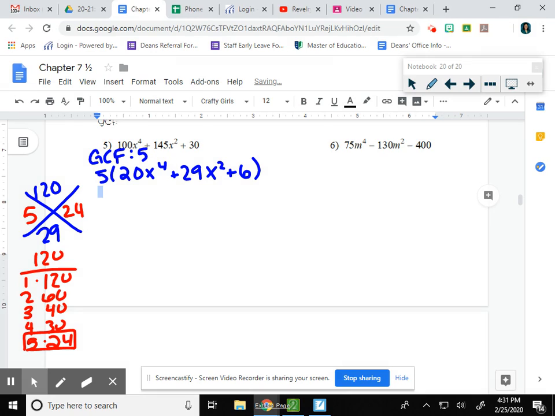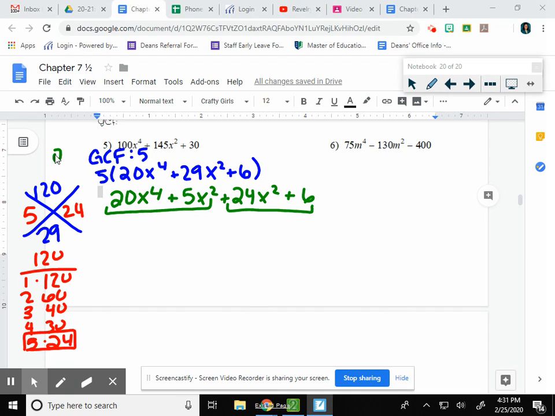So I have 20x to the 4th, I plug in the 5x squared, I plug in the 24x squared and 6. So now I group. I say what divides 20x to the 4th and 5x squared? Well, 5x squared does, and that leaves me with 4x squared plus 1. This one is 6, and what's going to be left is 4x squared plus 1.